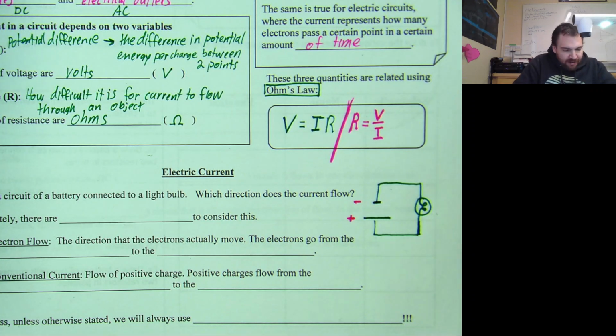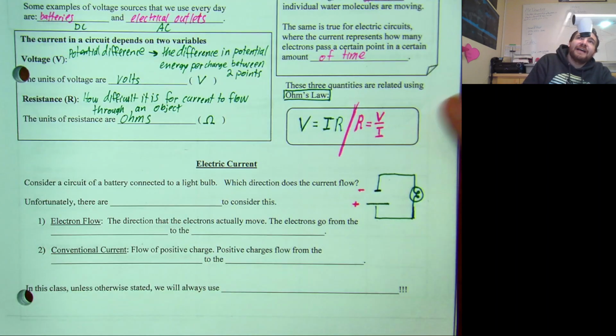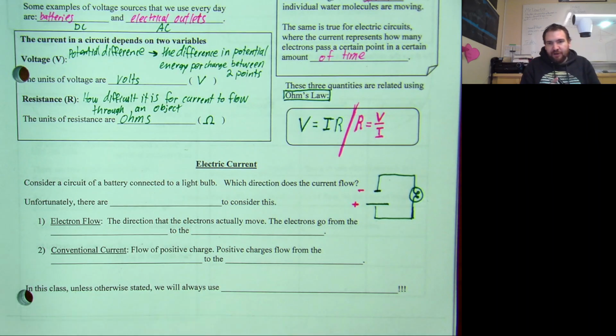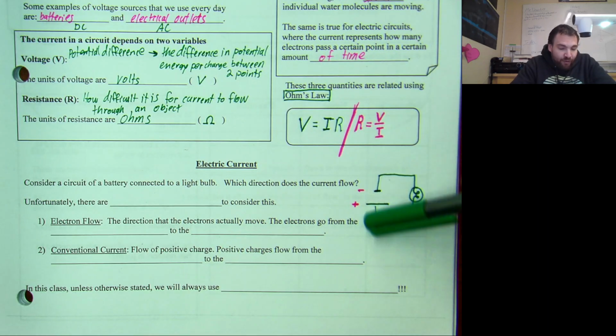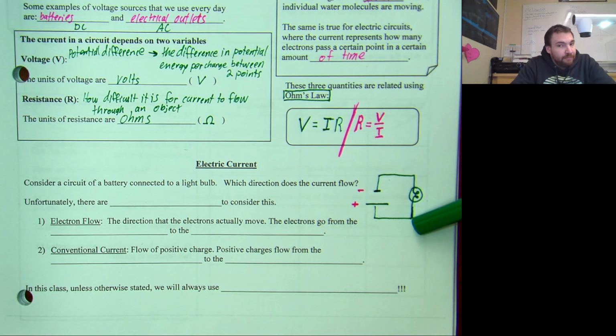So my battery is now connected via some wires to our light bulb. Which way does the current flow? There are two ways, right? Either out the top and around, or out the bottom. What's actually doing the flowing? The electrons are actually doing the flowing, right? We've already established this. You're cool with that?